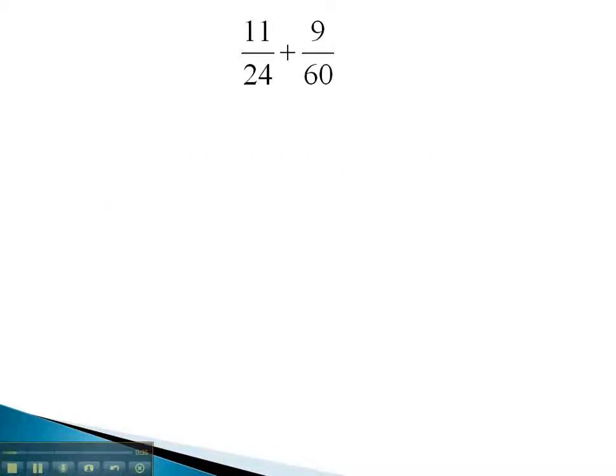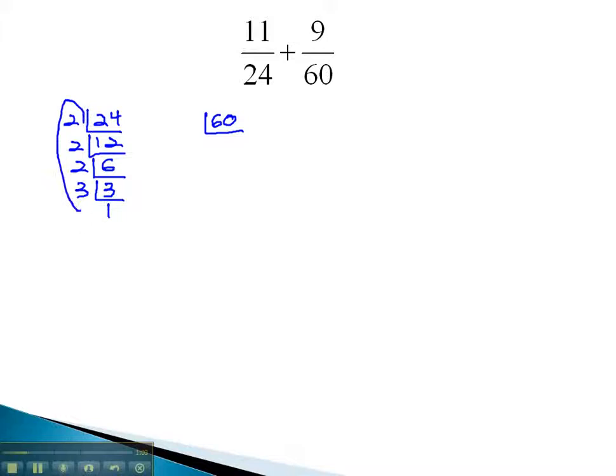This first example would be very difficult to find the least common denominator by just using mental math. So let's try using the prime factorization method. Recall, the prime factorization method requires us to find the prime factorization of 24 and 60. 2 goes into 24 12 times, into 12 2 times. 2 goes into 12 6 times, and 2 goes into 6 3 times, and 3 divides by 3 1 time. And so we get the prime factorization of 2 cubed times 3.